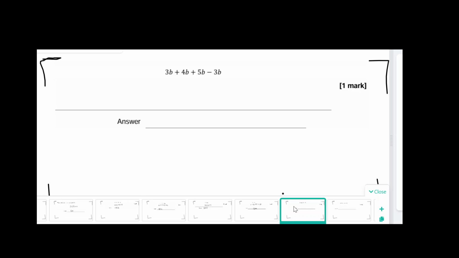And next one. Again, checking that all the terms are the same. So we have B, B, B, B, B in all the terms. But then be mindful of your negative sign. So we'll start with 3 plus 4 plus 5, okay, minus 3. Now all of this part here, 7 plus 5 is 12, minus 3 is 9. So we'll end up with 9B.